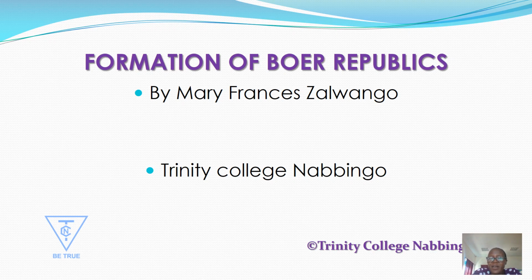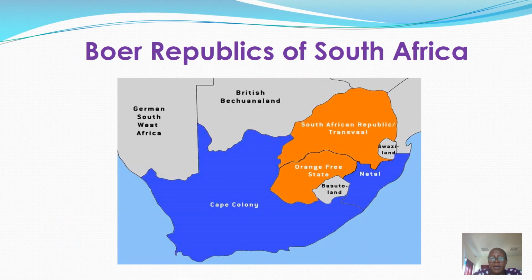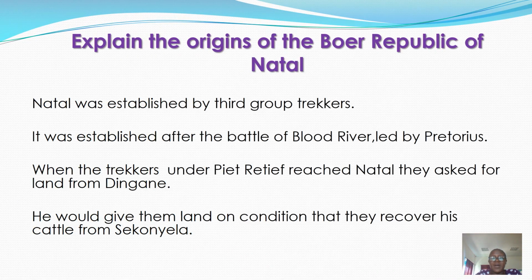Remember the other time we had looked at the movement of the Boers from the Cape Colony into the interior, and in the process of wanting to be independent of the British, they decided to form their own Boer republics. And when we look at this map, the Boer republics included Natal, Orange Free State, and Transvaal. And we are going to first look at the origins of the Boer Republic of Natal.